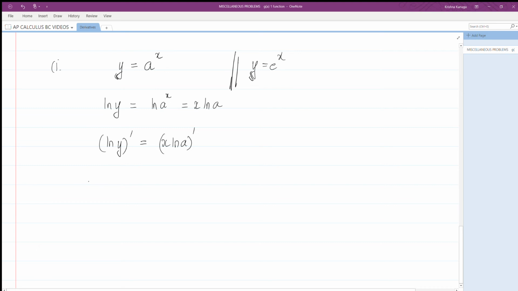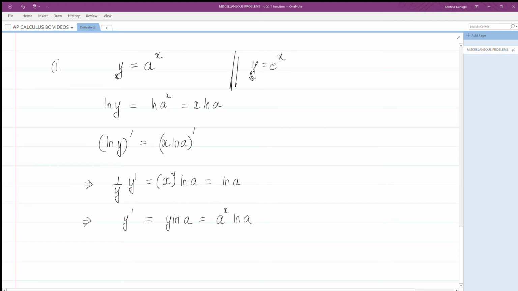The derivative of ln y is 1 over y times y prime. Clearly, we cannot forget that we have to apply the chain rule here. And on the right hand side, all we need to do is differentiate x because ln a is a constant. So we get x prime times ln of a, which is simply ln of a. So therefore, y prime is equal to y times ln of a, which is essentially a to the x ln of a.